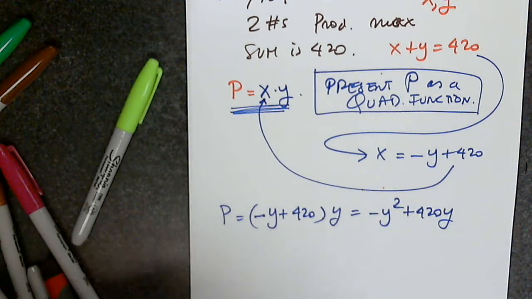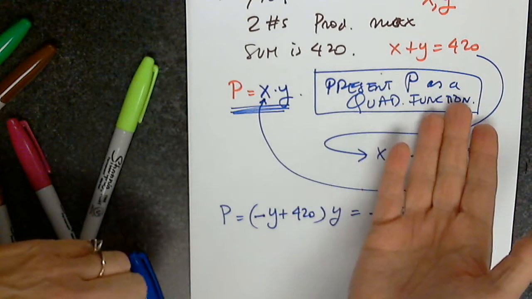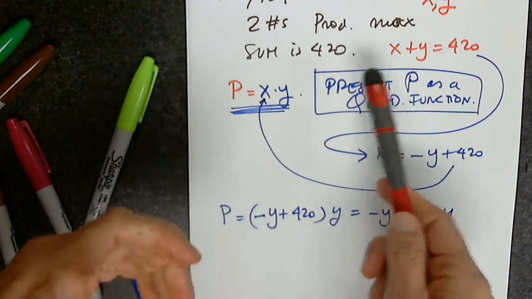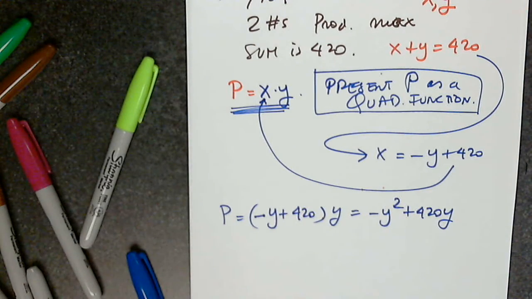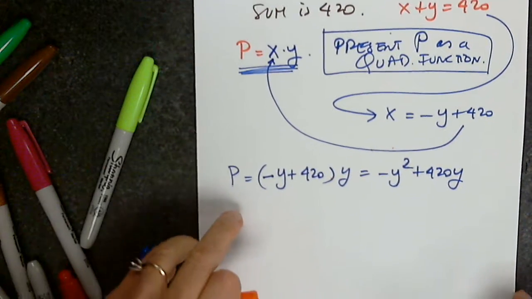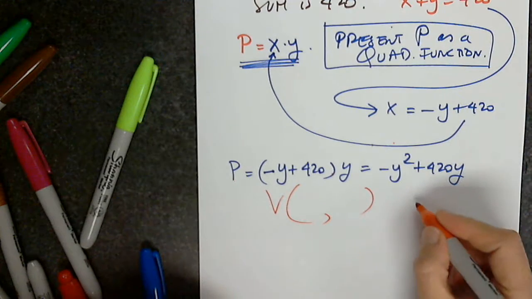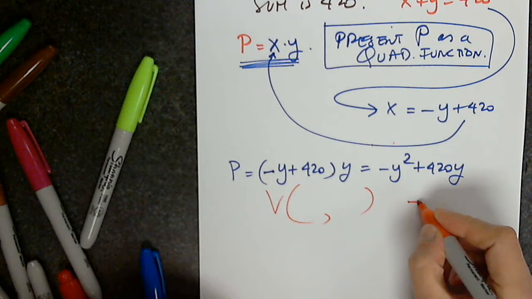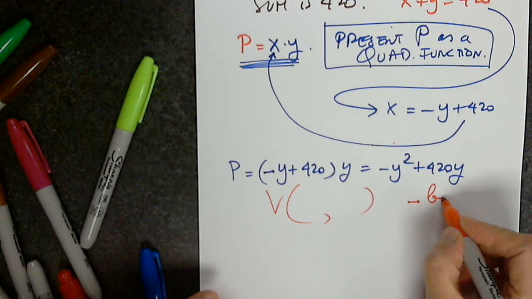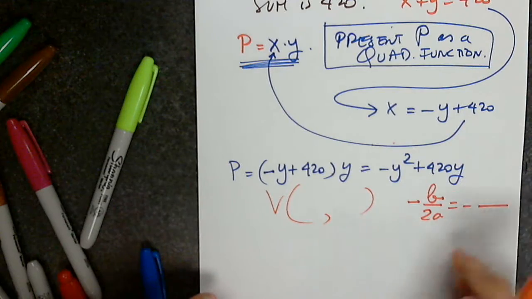How do I determine the maximum? I have to use the information that I'm given, right? I'm given this for a purpose. I'm told that the sum is 420. So I can solve for one or the other. It doesn't matter which one. So then, how do I find the vertex? B.